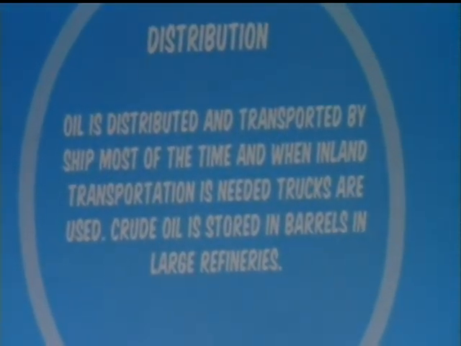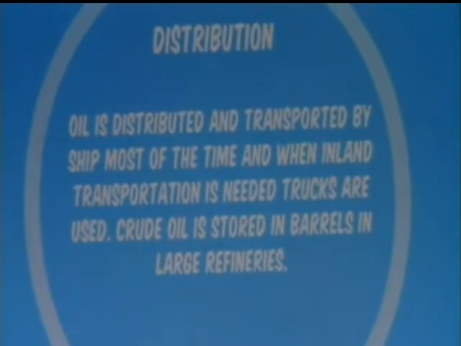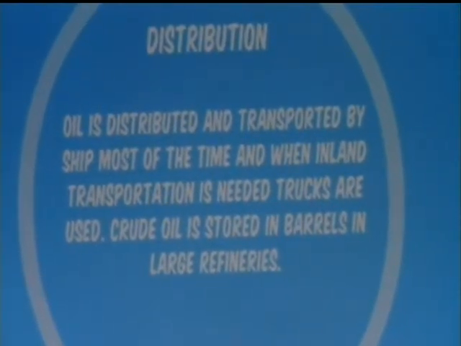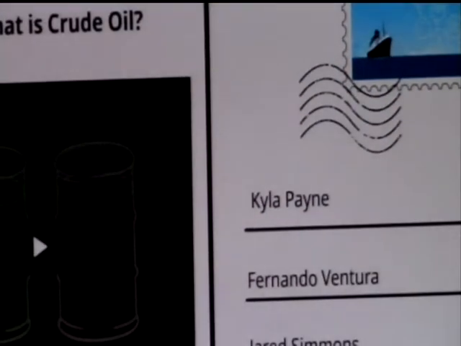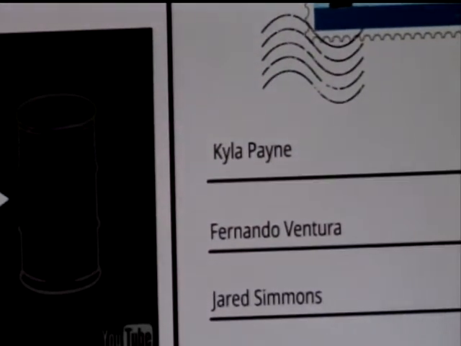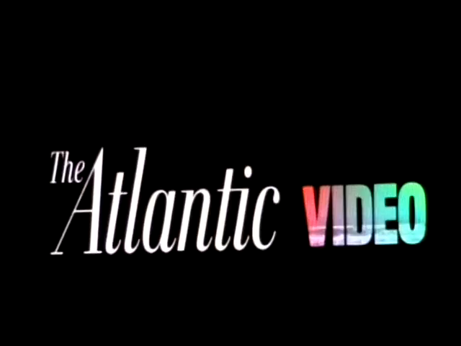Oil is distributed and transported by ship most of the time, and when inland transportation is needed, trucks are used. Crude oil is stored in barrels in large refineries. And next we have a video for crude oil.